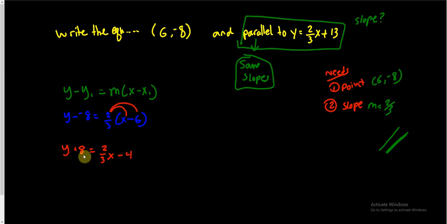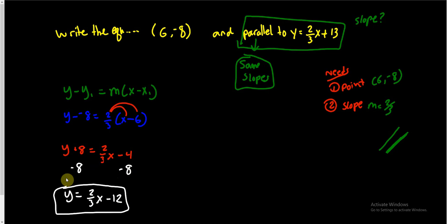Okay? And then I'm almost finished. I just need to subtract 8 from both sides. And so y will equal 2/3 x minus 12. Oh, that was really nice. Now, this fact about parallel lines is something you need to know. And so we'll write it down just as kind of an extra note. Parallel lines have same slopes.